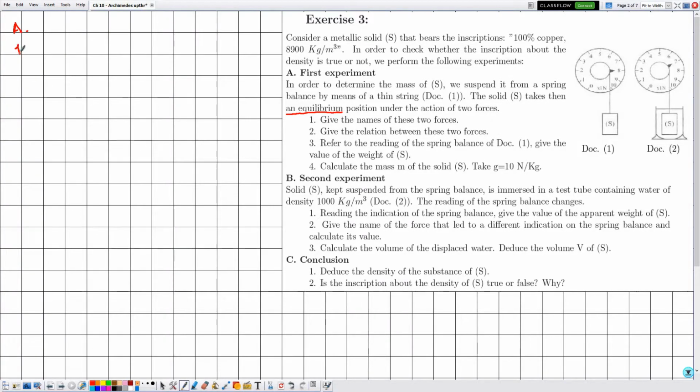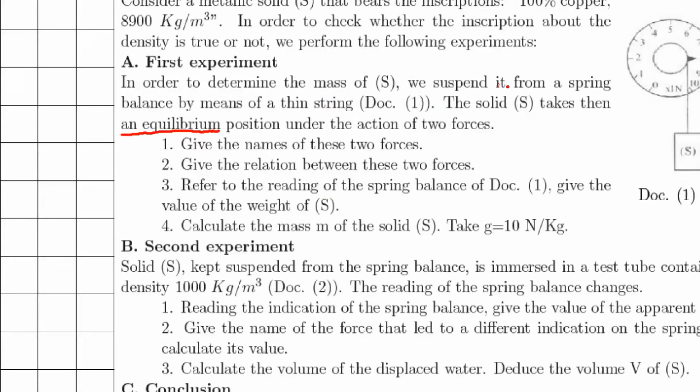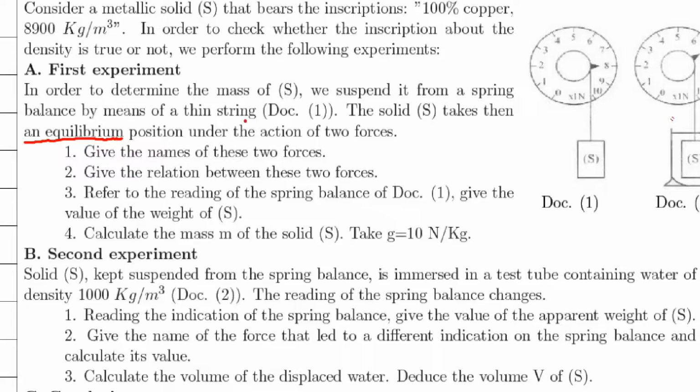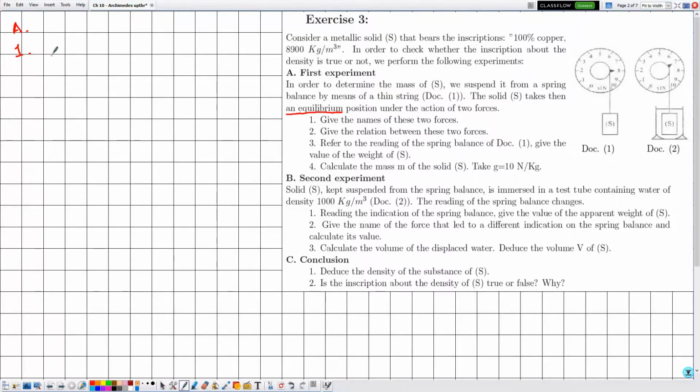Number 1. Give the name of these two forces that are acting on the solid S. Because the solid S has a mass, as mentioned here, it will be directly subjected to the weight, vertically downward at the center of gravity. And because we have a string, it will be subjected to the tension force. Then the two forces are given by the weight W and the tension T.